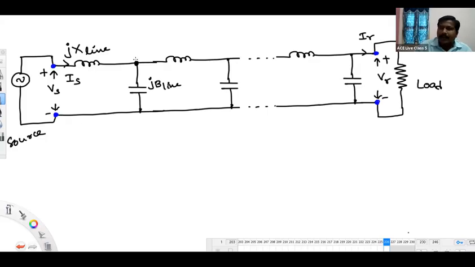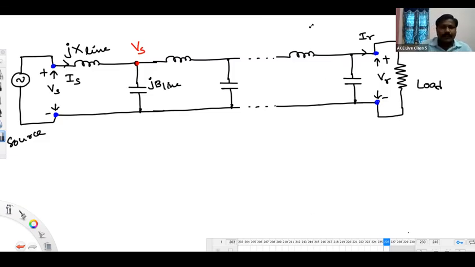How to maintain this voltage equal to Vs? The equation for this point voltage is Vs minus Is into jX. How to make this voltage Vs only? How to kill this second term? Anybody tell me please, how to do that?